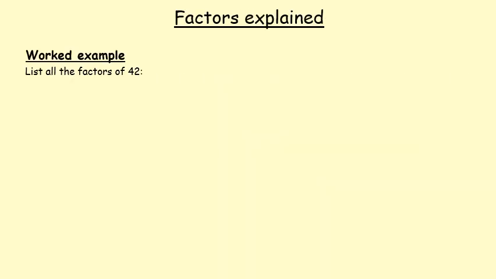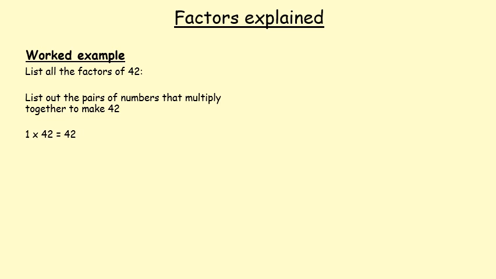Okay, so the first example I'm going to go through is explaining factors. So we want to list all the factors of 42. To do this, what we're going to do is list pairs of numbers that multiply together to make 42. This is the easiest way to make sure that we cover everything. So 1 times 42 is 42. 1 and 42 are always factors of the number, 42 and 1 itself. 2 times 21 is 42. 3 times 14 is 42. 6 times 7 is 42.